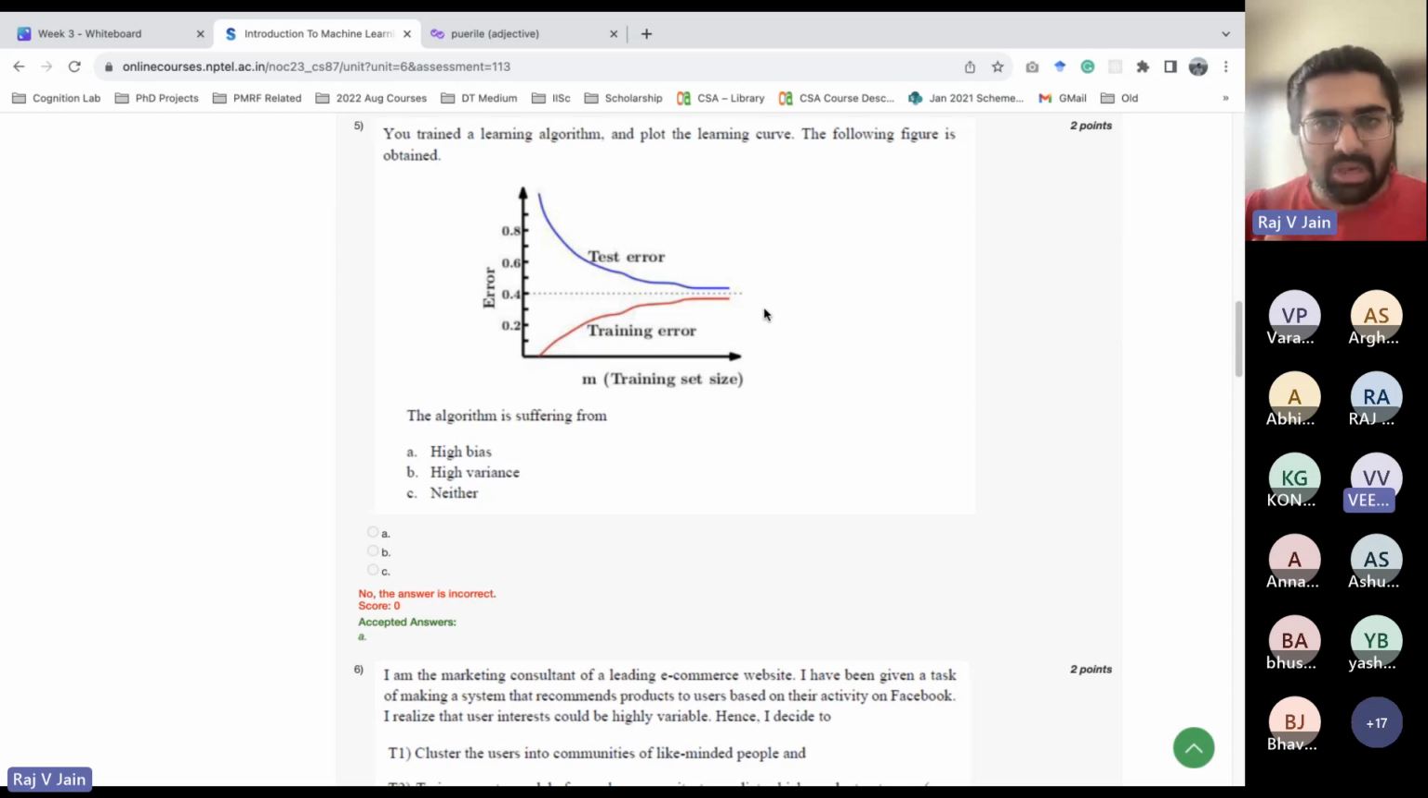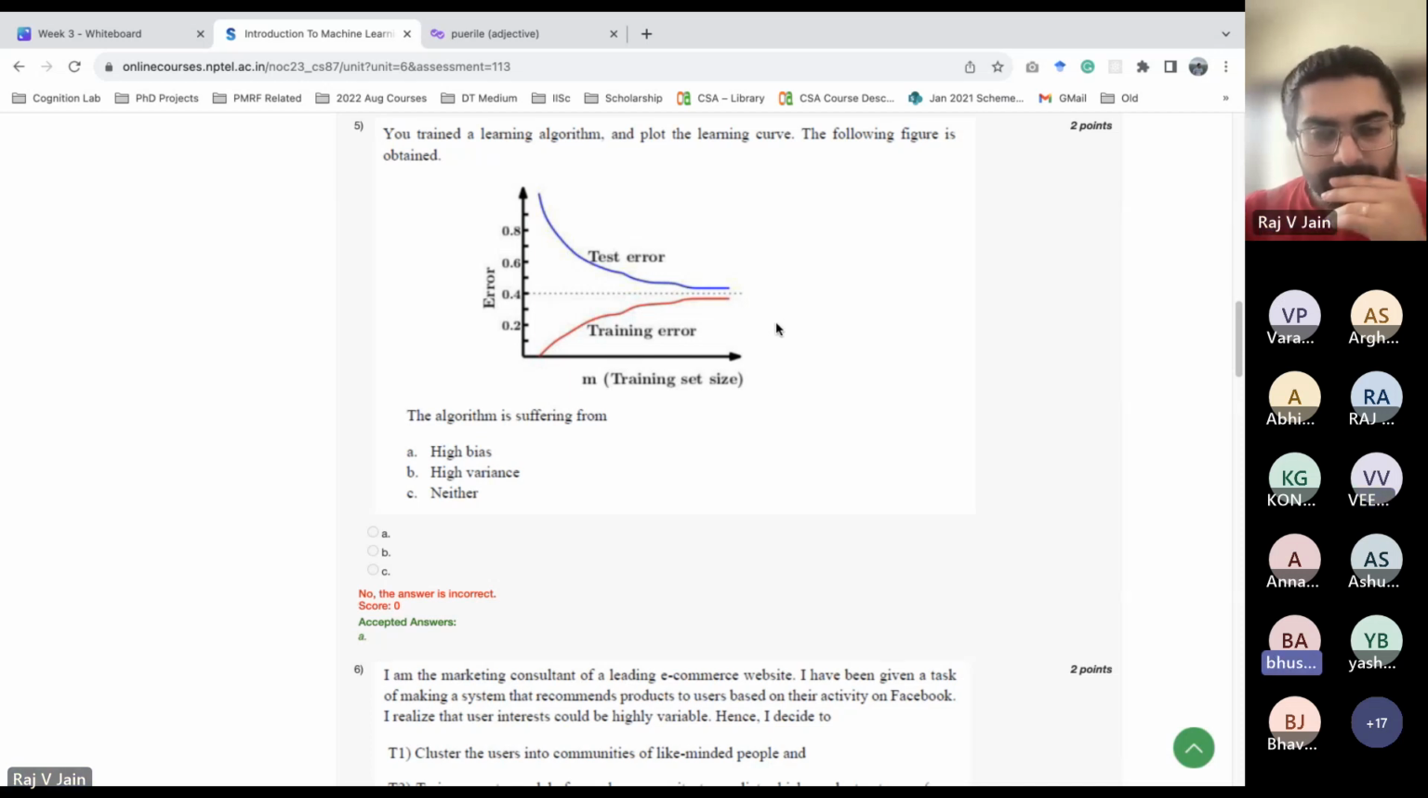Okay. So can you all agree that B is not the right answer at least? Yes, sir. I agree that B is not the right answer. Yes, because as I'm getting more examples, my test error is decreasing. That means I don't have a high variance model, right? Is that correct? Yes, sir.